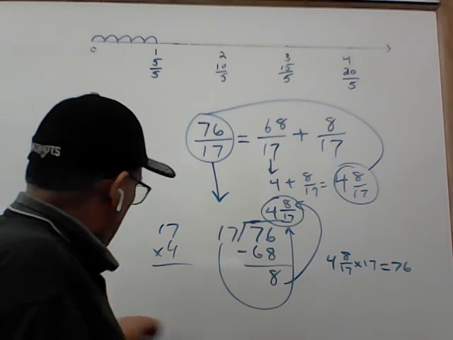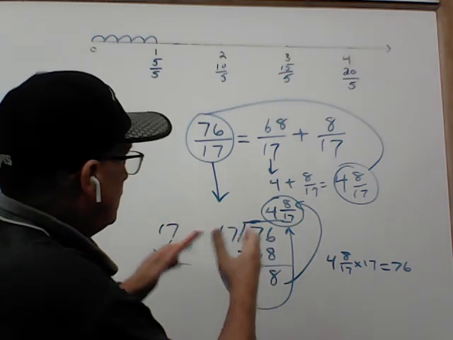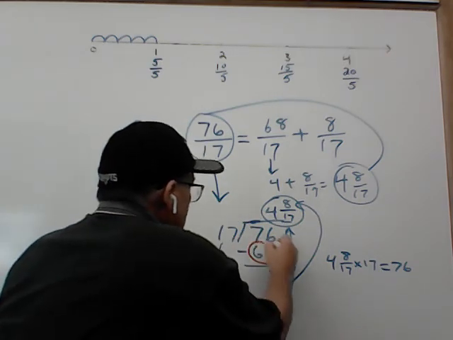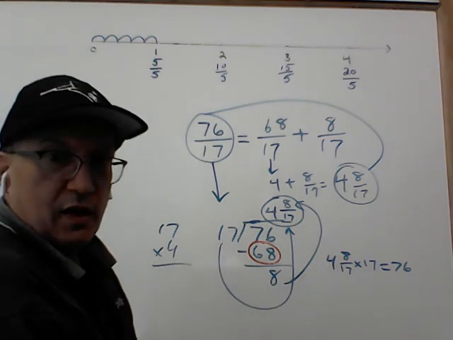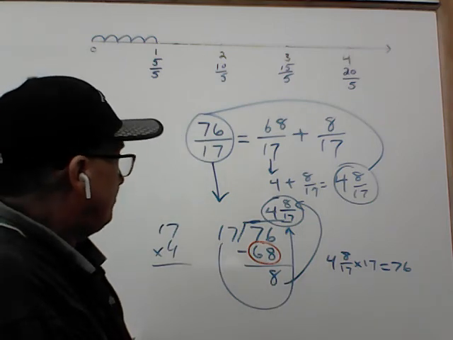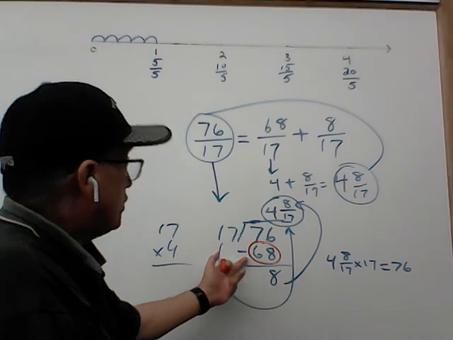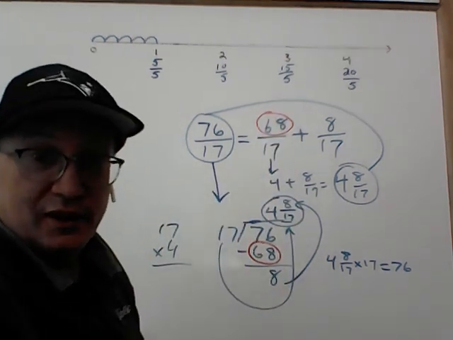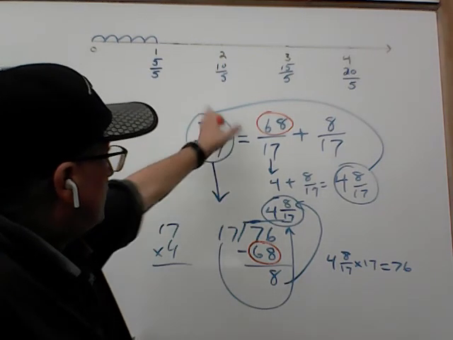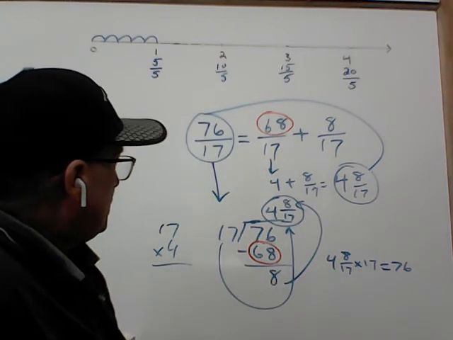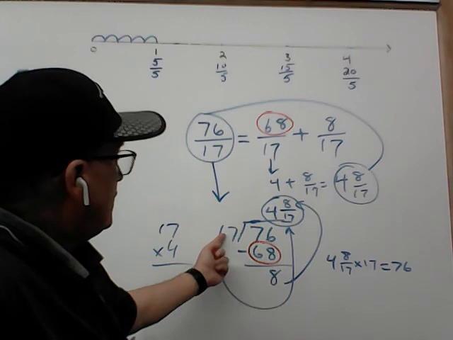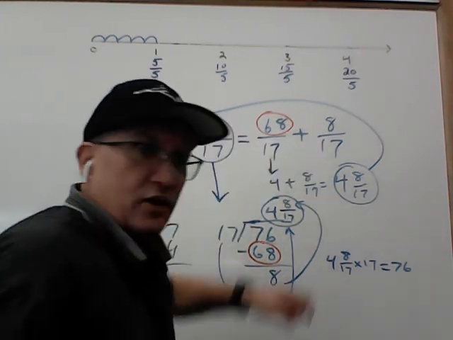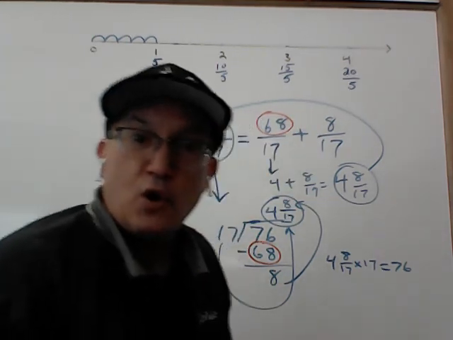But I think now what's more important is seeing the connections, seeing the fact that this 68 here in the long division algorithm is the exact same 68 up there when we broke the 76/17ths down the way we did. It's the same 68. And of course, this 8 and this 17 are in the fraction part of the mixed number over there. So we've gone over 30 minutes.